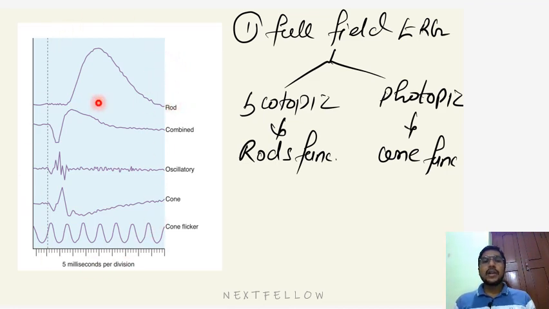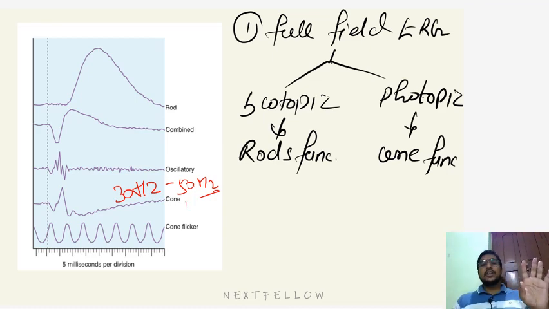This is the rod response, the B wave only, the combined rod and cone response, the oscillatory potentials, and the cone response. If you want to isolate only cone function, then you have to illuminate the retina with flicker at a frequency of 30 to 50 hertz. So this is for the cone only, so this is not for you to remember.